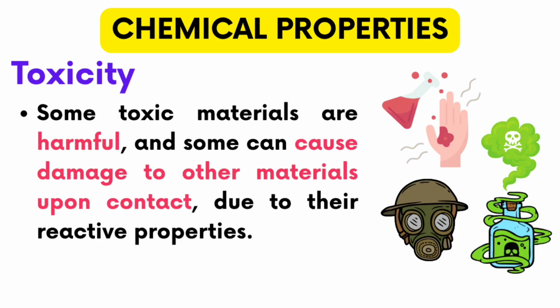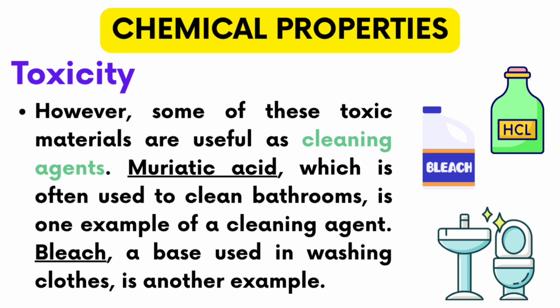Some toxic materials are harmful, and some can cause damage to other materials upon contact due to their reactive properties. However, some of these toxic materials are useful as cleaning agents. Muriatic acid, which is often used to clean bathrooms, is one example of a cleaning agent. Bleach, a base used in washing clothes, is another example.